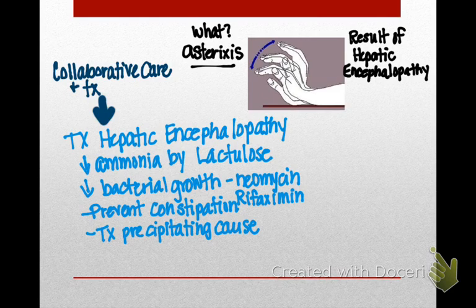You want to treat the precipitating cause. Are they dehydrated? Treat the cause. Are they constipated? Treat it. What are these precipitating factors? Are they on opioids? Decrease in metabolism by the liver, causing higher drug levels and cerebral depression. So you want to treat the cause.